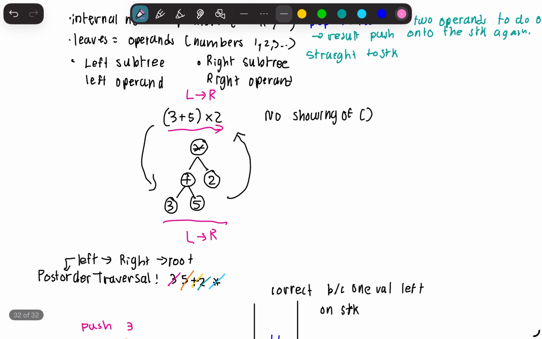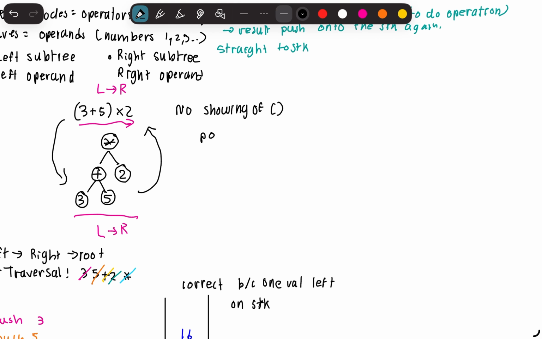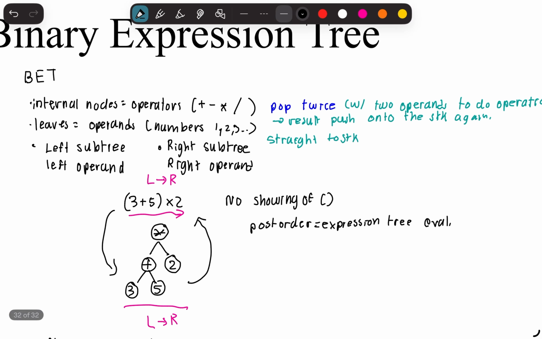So remember, for expression tree evaluation, you're going to use post order. First, your stack rules: your operands are going to go straight to push.